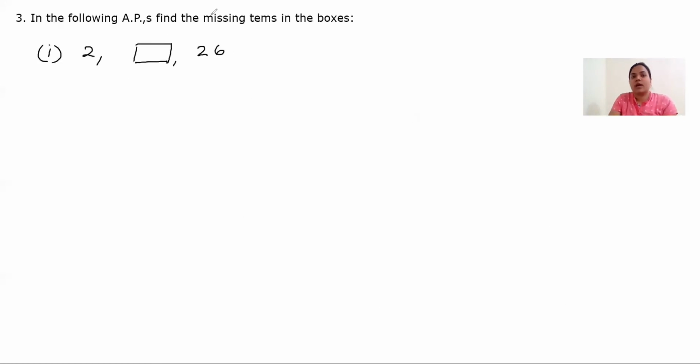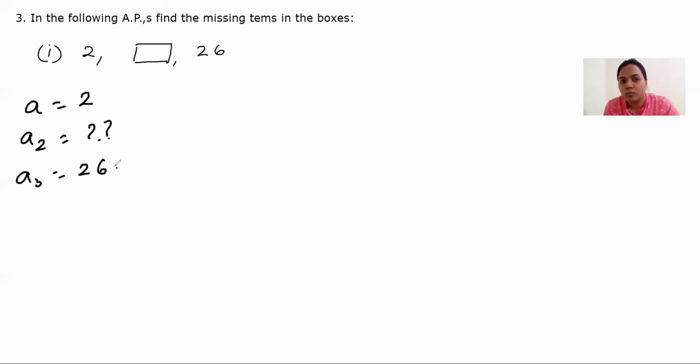In the following APs, find the missing terms in the boxes. So in this case, A is given as 2, A2 is not given, and A3 is given as 26. So what we will do, we will substitute the values in the equation of AN, and then we will find the answer. To find A2, we need D. Without D, without A and without N, we cannot find any term. In this case, we have A, we have N, but we don't have D. So first we will find D.